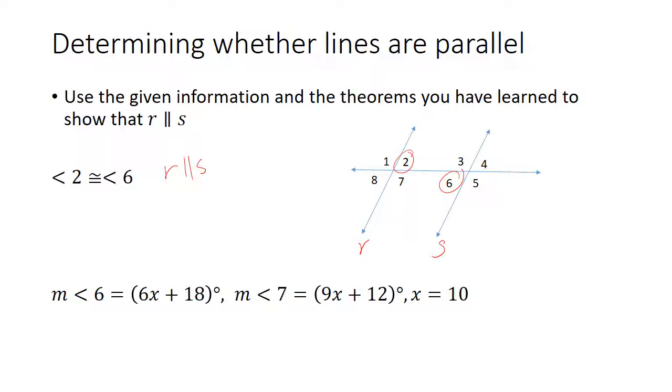If we know the measure of angle 6 and the measure of angle 7 are these, and we know what X is, we can put those in place there. And these are same side interior, so that means the measure of angle 6 plus the measure of angle 7 has to equal 180 in order to prove that R and S are parallel.